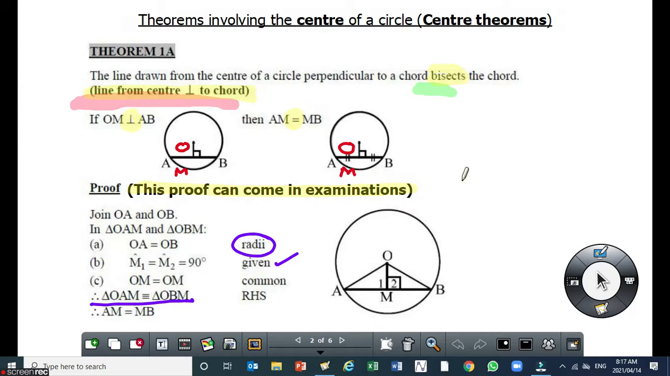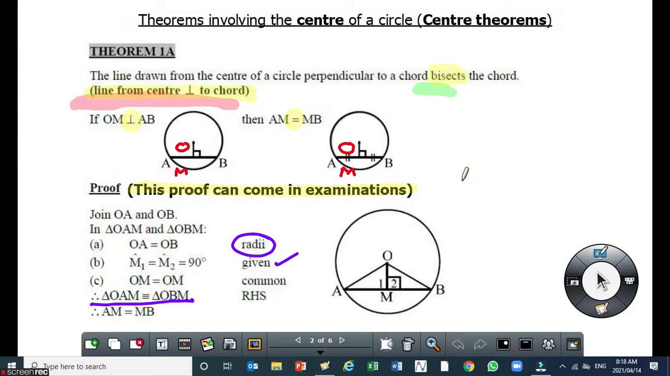The line drawn from the center of a circle perpendicular to a chord bisects the chord. Now, this theorem is one of the main ones for the first group of theorems. When you write the reason for the theorem, your reason must be line from center, then use the perpendicular sign to chord. You don't have to write the full theorem in words.